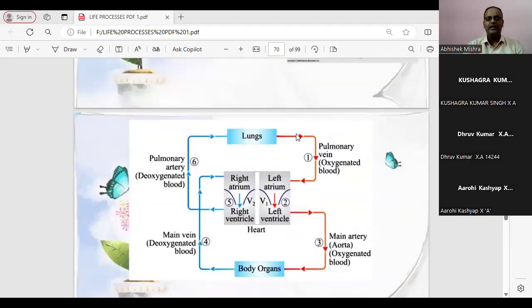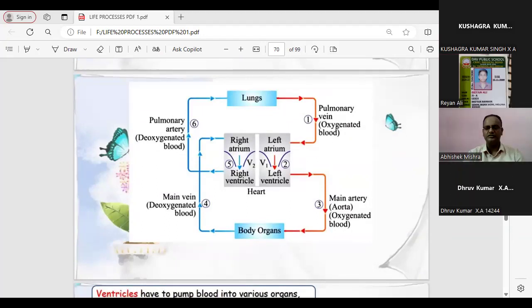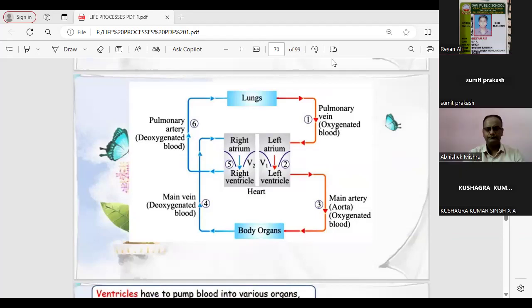Now, students, can you remember the name of this special circulation and what is its significance? This circulation through the human heart has a special name. What is it? Okay, Rayan, unmute yourself. Yes, sir. This process is known as double circulation. Very good, Rayan. And what is the significance of double circulation? It prevents the mixing of oxygenated and deoxygenated blood.